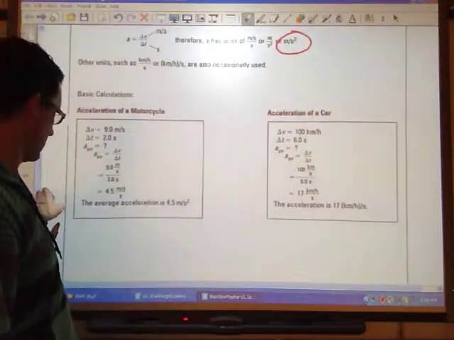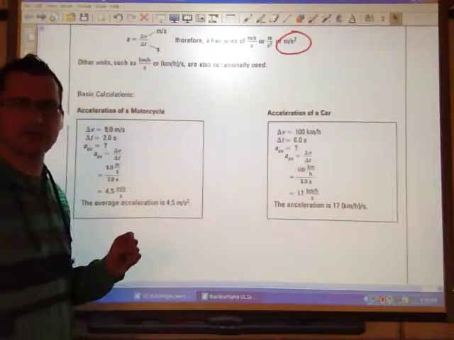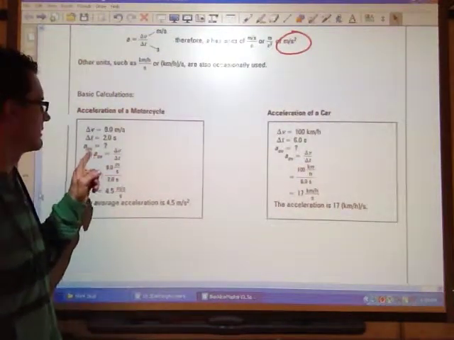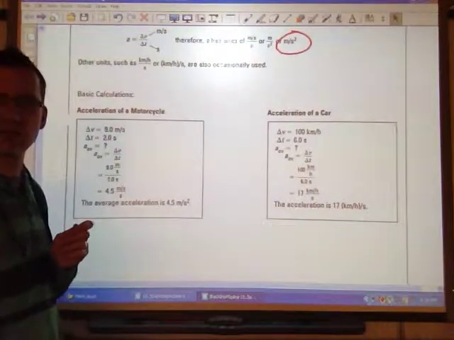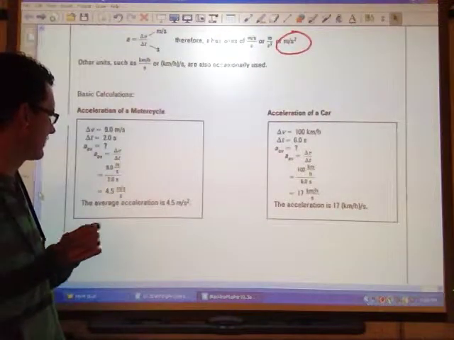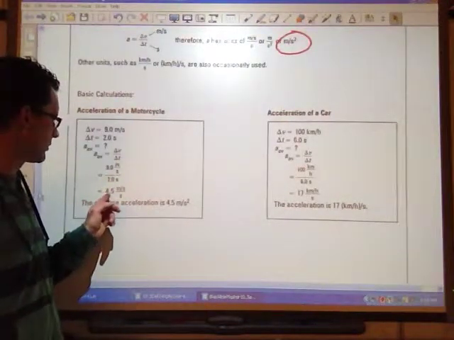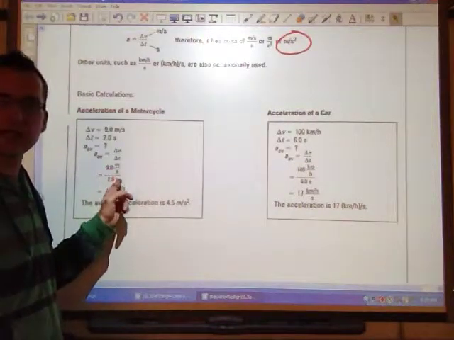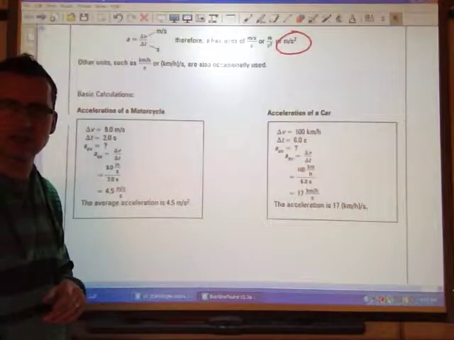So looking at a couple of examples here on the bottom of the page, a motorcycle, for example, in 2 seconds, the change in speed is 9.0 meters per second, which means it went from 0 to 9 in that time frame. So working it out there, you can see in your sheet, 4.5 meters per second per second, or simply 4.5 meters per second squared.